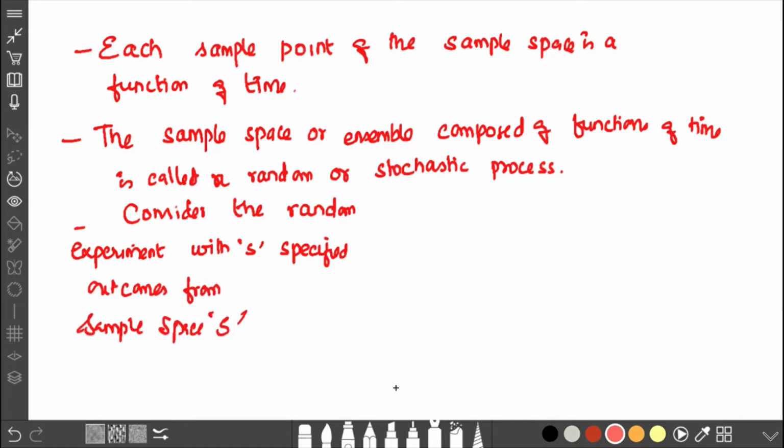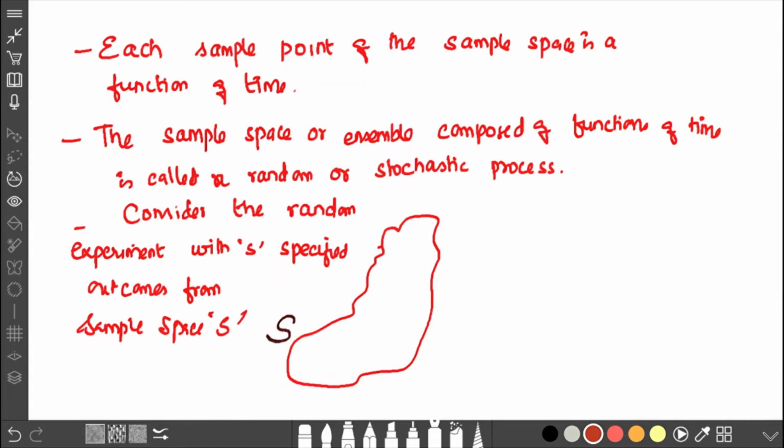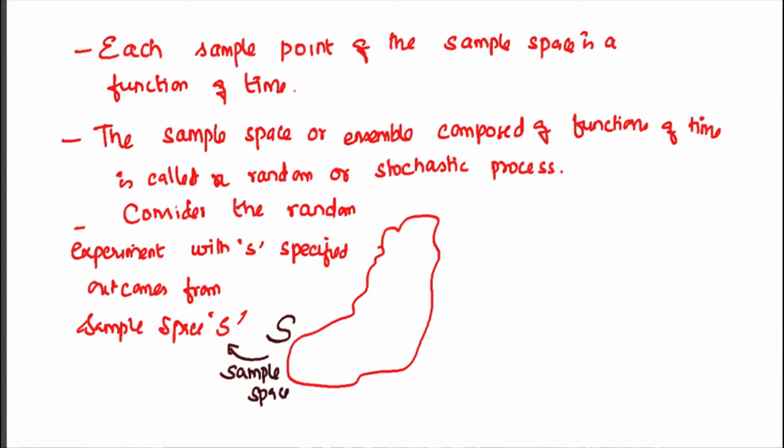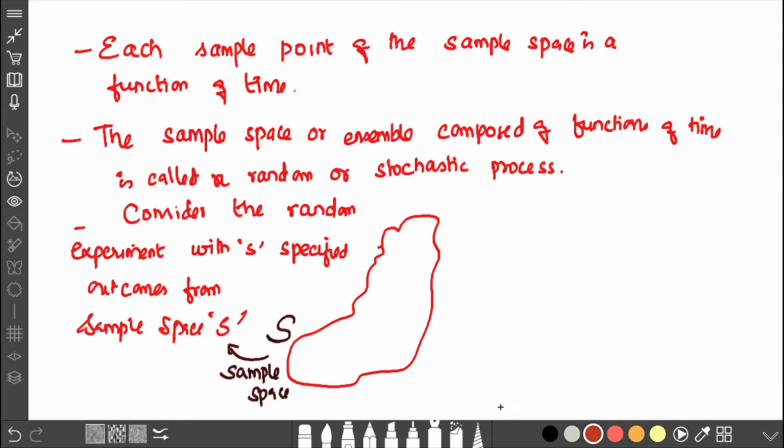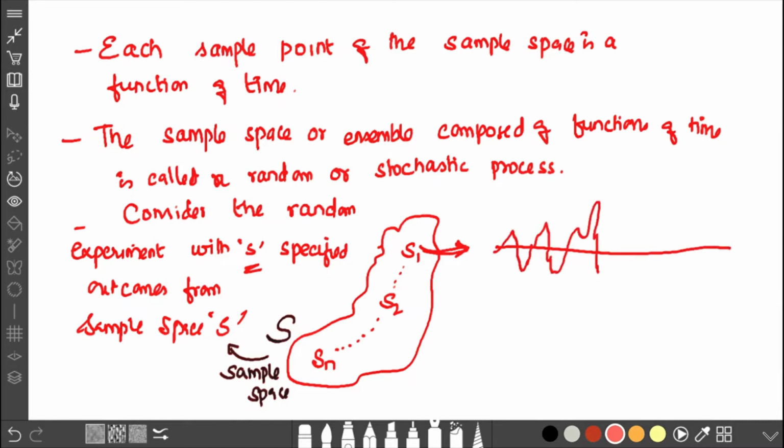Now consider the random experiment. I am going to show how this random space, that is the sample space, is decimated. Consider a random experiment denoted by small s, with the specified outcomes from the sample space which is denoted by capital S. So capital S denotes the sample space, whereas small s denotes the outcomes. If I take this as the sample space, that is the area, any area, there are a lot of sample points.